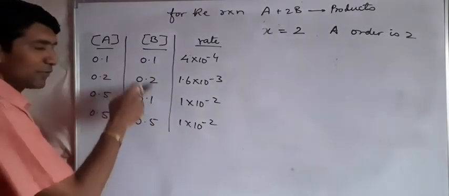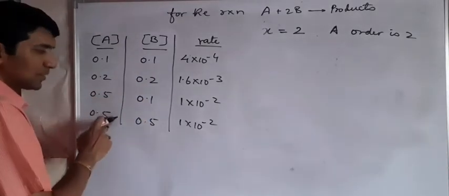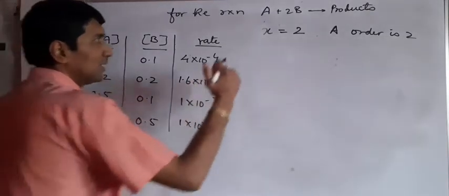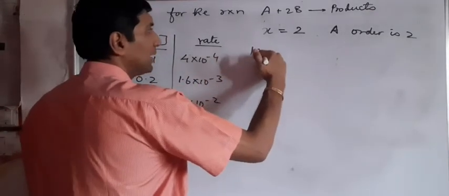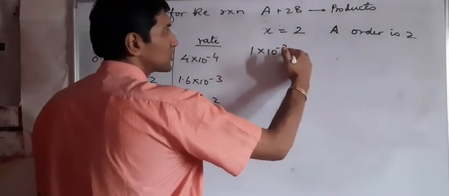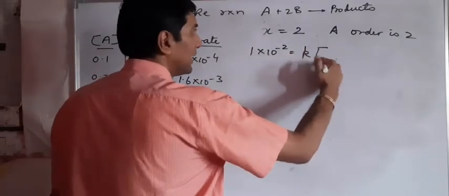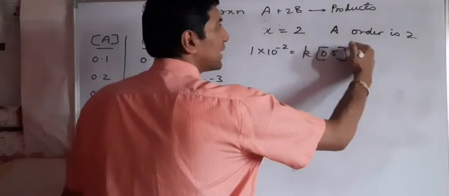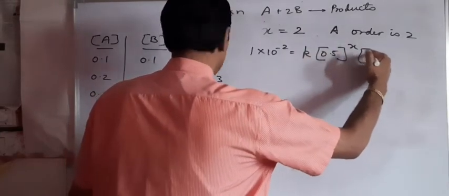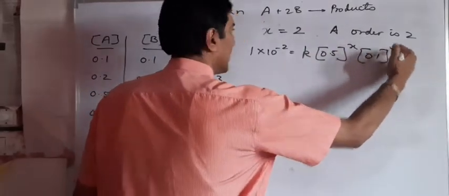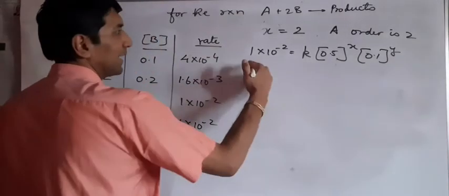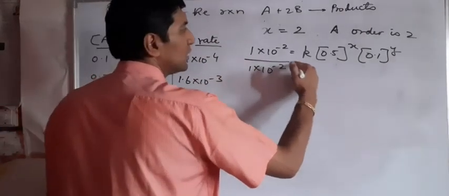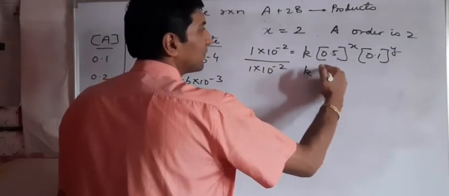So now here if you see, we have the third and fourth values which are common. So we will be taking these values. Again, what we'll write is 1 into 10 raised to power minus 2 is equal to K. In A it is 0.5 raised to power X and 0.1 raised to power Y. And again we'll write 1 into 10 raised to power minus 2 is equal to K.